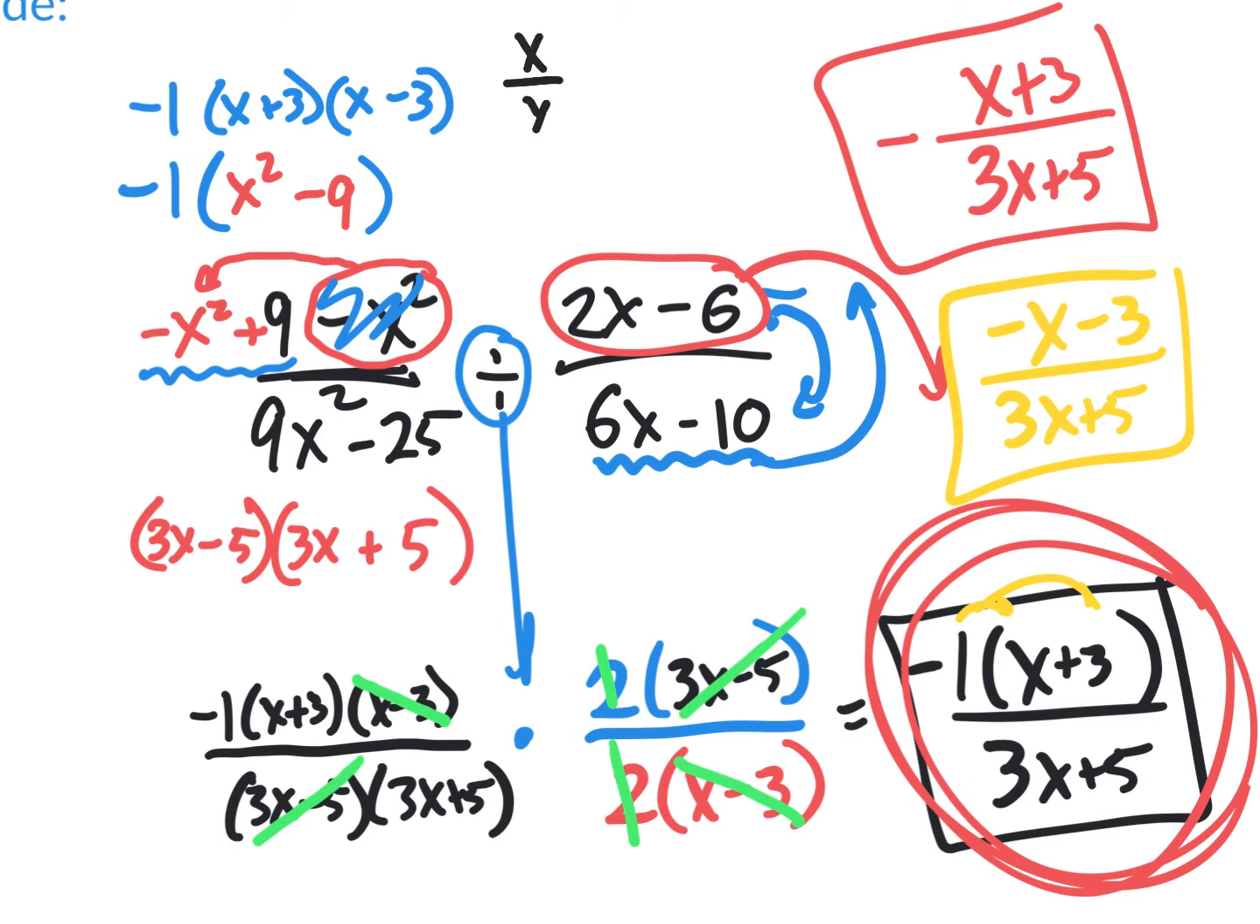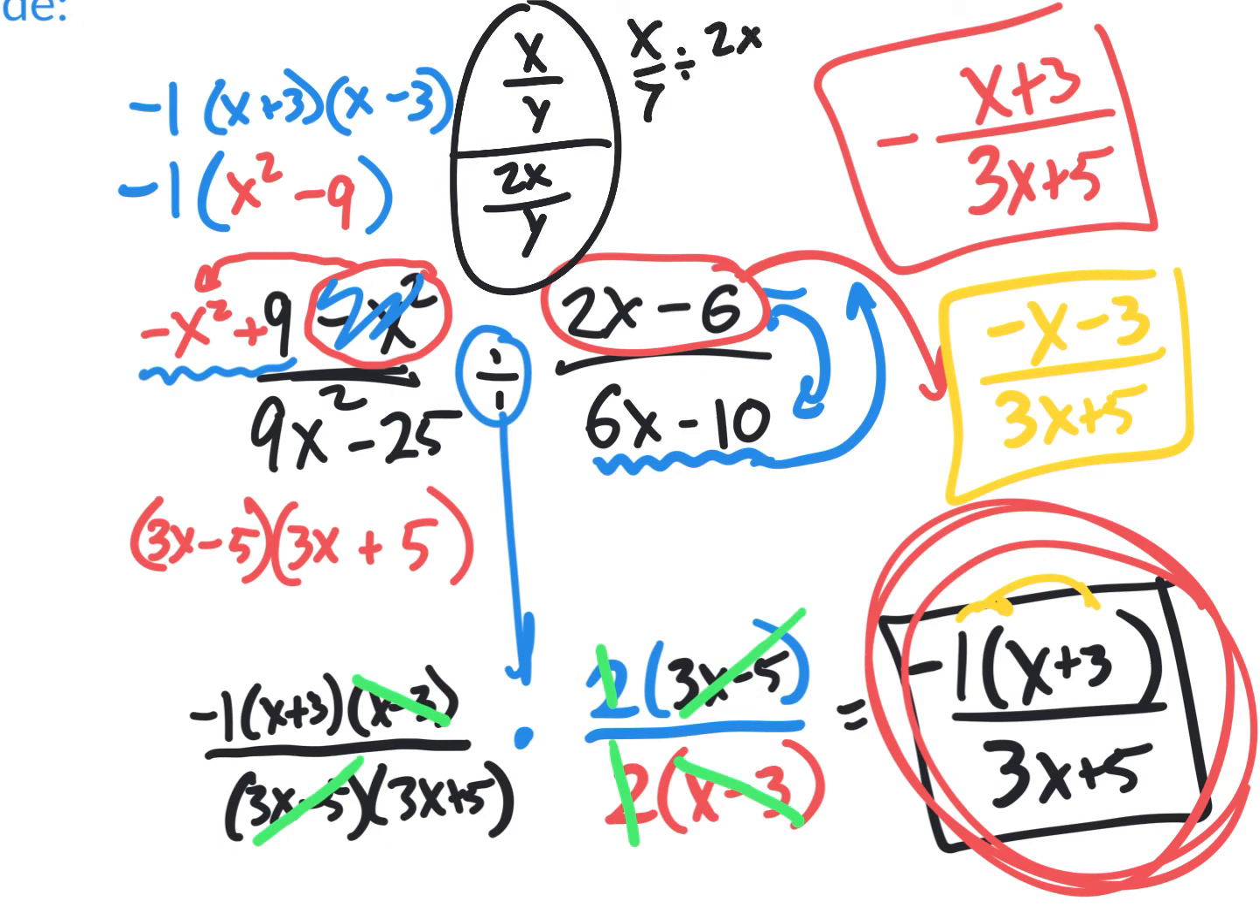X over y, let's say divided by 2x over y. Just change it from vertically to horizontally. X over y divided by 2x over y. And then you'd be able to change what we did just now, the division to multiplication, and flip the second fraction. I think you guys get it from there. Wow, that's messy. I apologize. Let's move on.